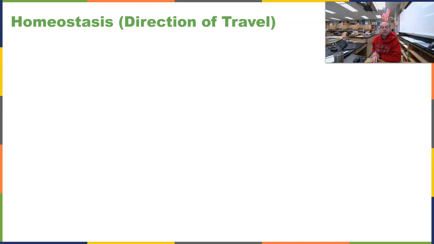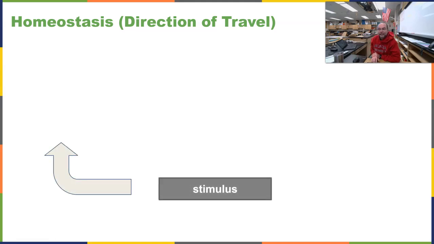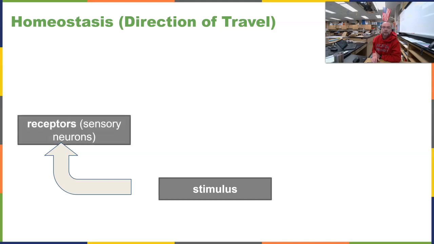Now let's look at direction of travel. Okay, so here's our stimulus, and the stimulus is a change in something, and our sensory neurons or receptors pick up this information, don't know what to do, so they're going to send the information to the control center. Now, this information always goes towards the control center. Okay, keep that in mind.